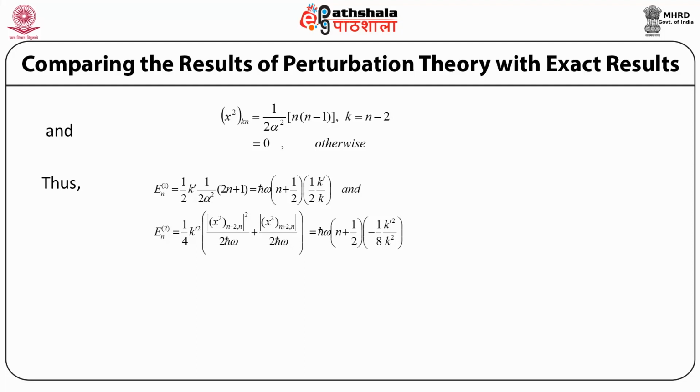Thus, E_n^1 equals half of k prime by 2 alpha square into 2n plus 1, equal to h bar omega into n plus half into half of k prime by k, and E_n^2 equals 1 by 4 k prime square multiplied by |<n minus 2|x square|n>| squared divided by 2 h bar omega plus |<n plus 2|x square|n>| divided by 2 h bar omega, which is equal to h bar omega into n plus half into 1 minus 8 k prime square by k square.